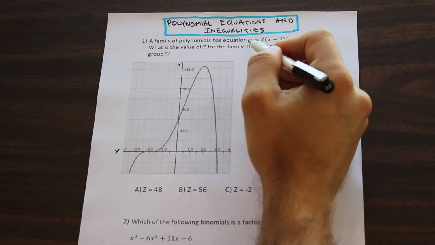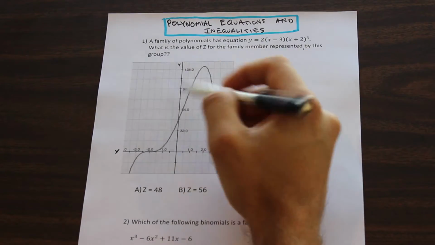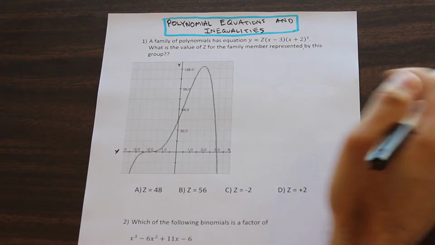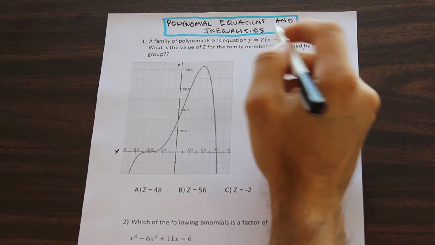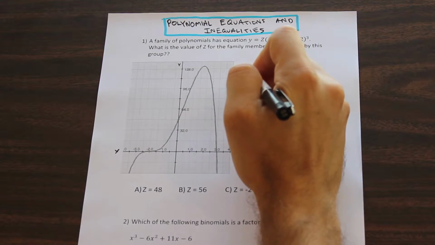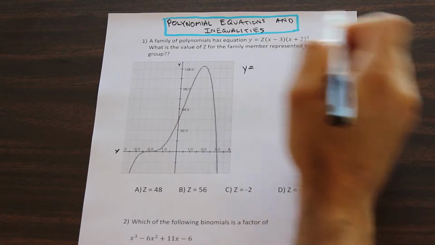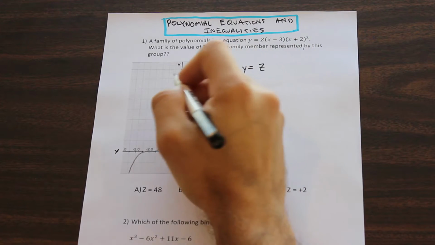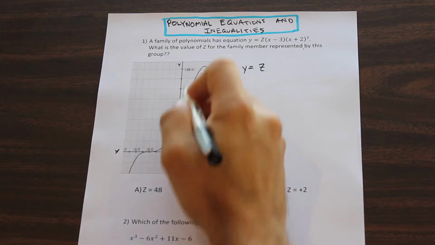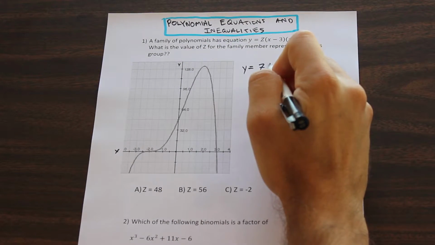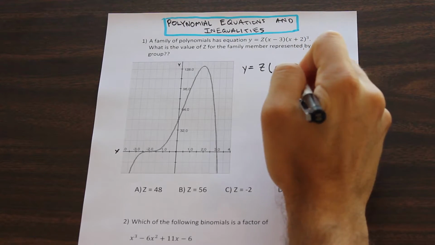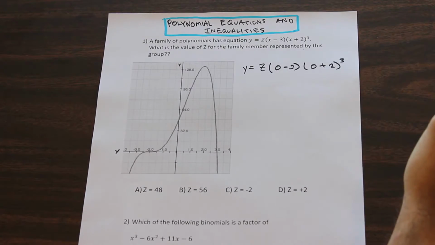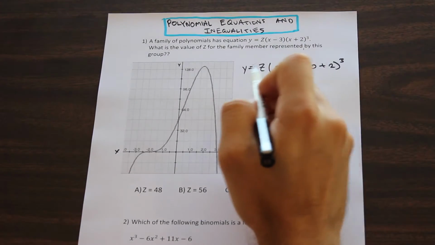We have our y here, and let's set our x to 0 to start. So we have y equals z times (0 minus 3) times (0 plus 2) cubed. We're at this point here. So we've done that, and now let's sub in our y.